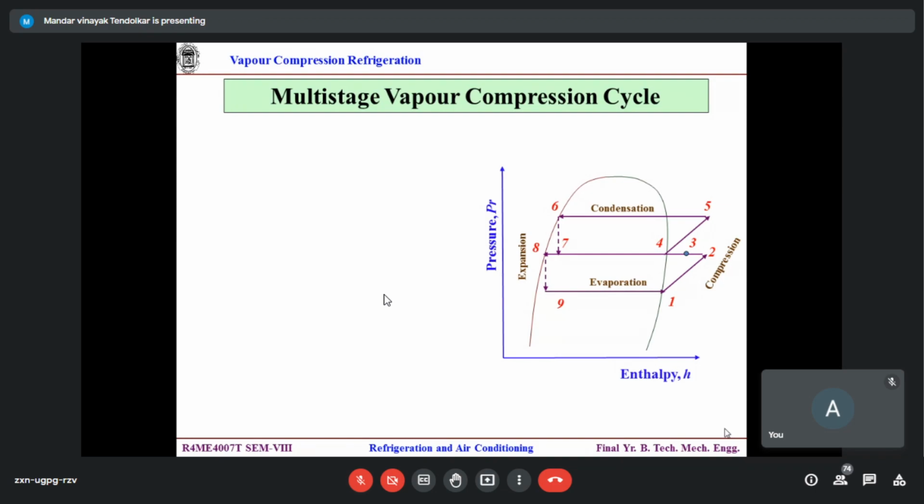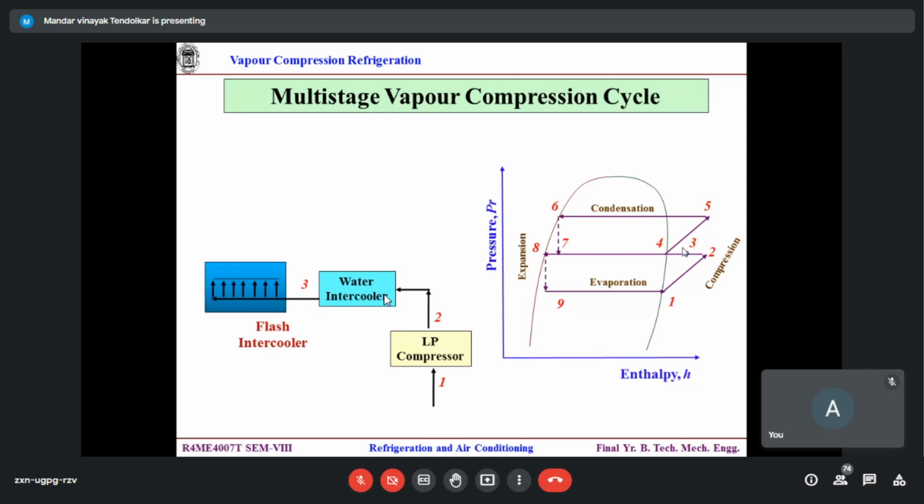You observe this p-h chart. Now you are familiar with the p-h chart, so I need not worry about that. Let's say we start over here, 1. First stage compression, so I'll show it over here: LP compressor, 1 to 2. Then I go for this intercooling, so the temperature is reduced, 2 to 3. Agree? Now there is a further part, 3 to 4, which we call the flash intercooler.